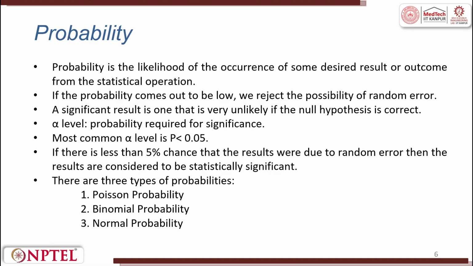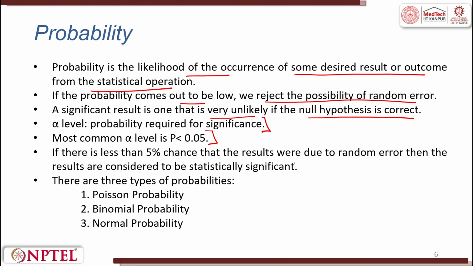Probability, just to give a quick definition once again, is the likelihood of occurrence of some desired result or outcome from the statistical operation. If the probability comes out to be low, we reject the possibility of random error. A significant result is one that is very unlikely if the null hypothesis is correct. Alpha level probability is required for significance. The most common alpha level is 5%. If there is less than 5% chance that the results were due to random error, then the results are considered to be statistically significant.